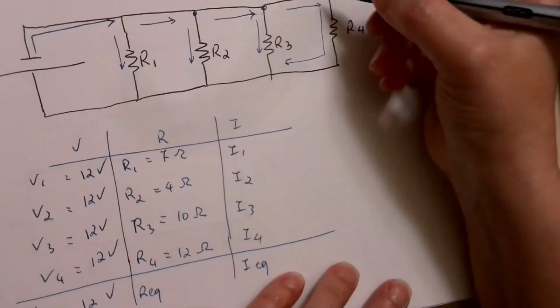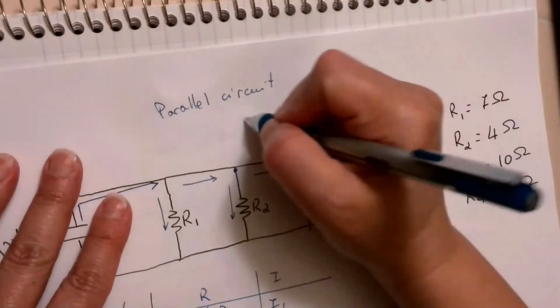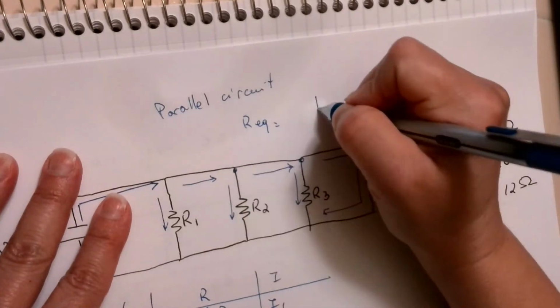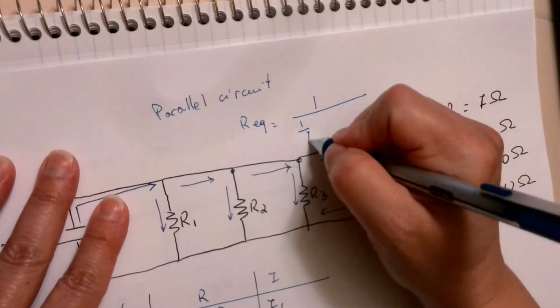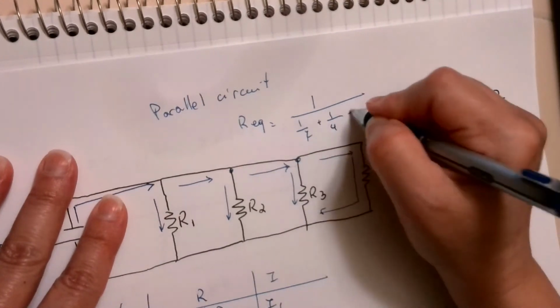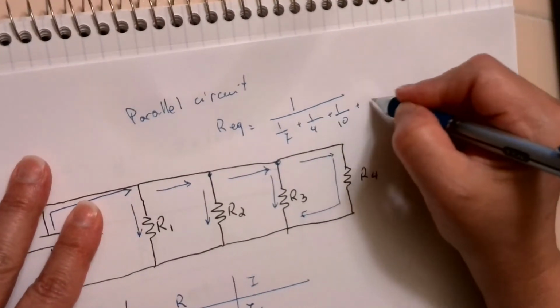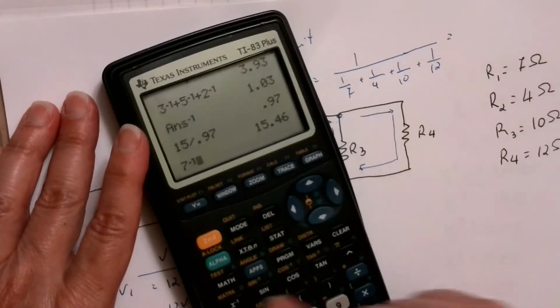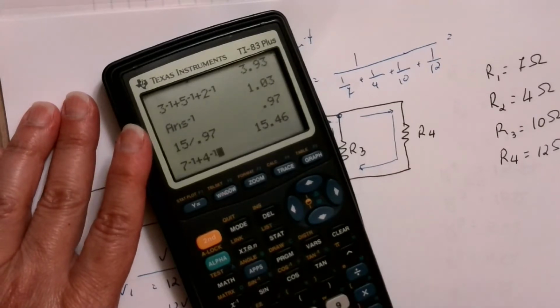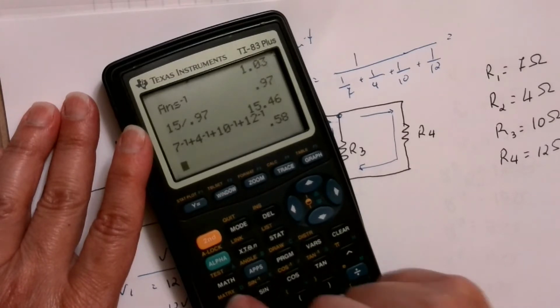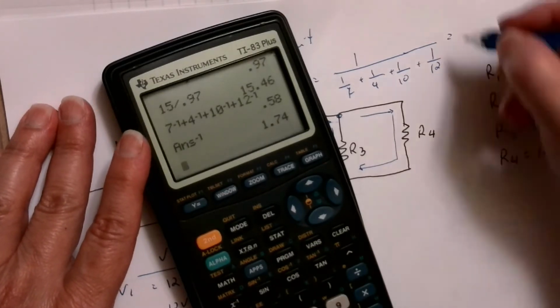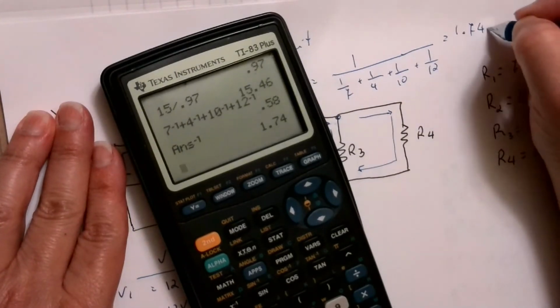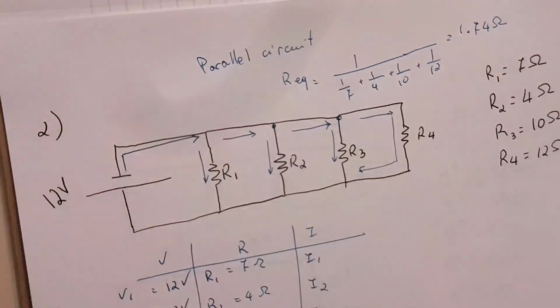Then I know this is parallel, so I can calculate the R equivalent. So this is 1 over 7, and 1 over 4, and 1 over 10, and 1 over 12. And this gives me A, so 7 inverse, and 4 inverse, and 10 inverse, and 12 inverse, enter, inverse, enter, and this is 1.74 ohms. Then I go here and I write 1.74 ohms.